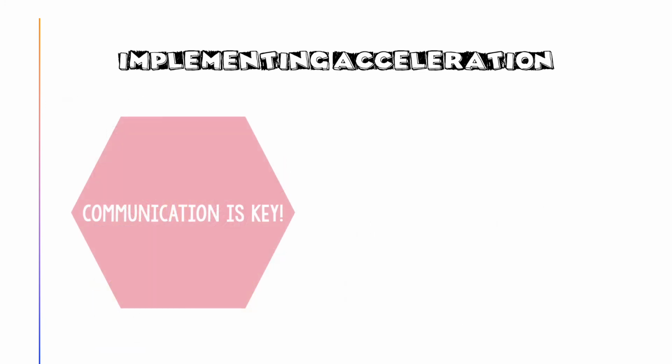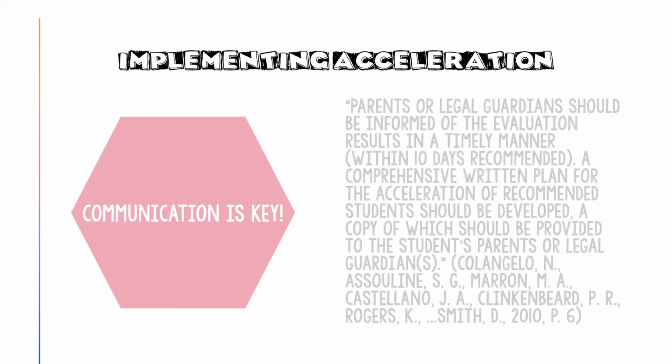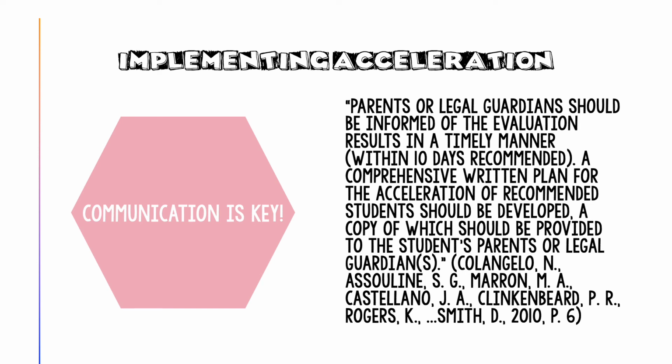Communication is also vital to the success of acceleration. A written plan shared with parents or guardians of the gifted student involved will eliminate hearsay and dictate the expectations for the experience. In this way, growth and appropriate measures can be documented, as well as properly adjusted if needed. Parents or legal guardians should be informed of the evaluation results in a timely manner. Within 10 days is recommended. A comprehensive written plan for the acceleration of recommended students should be developed, a copy of which should be provided to the students' parents or legal guardians.